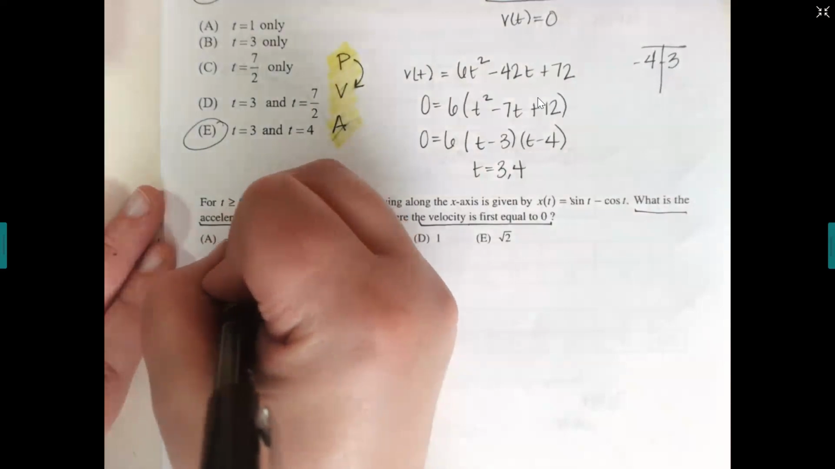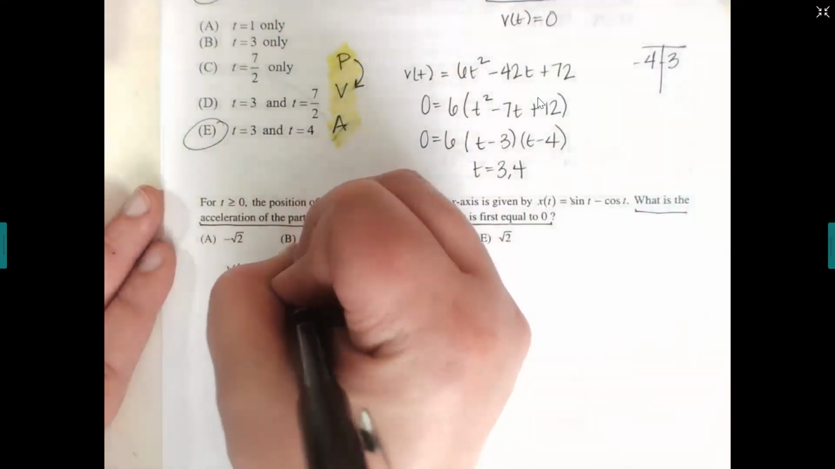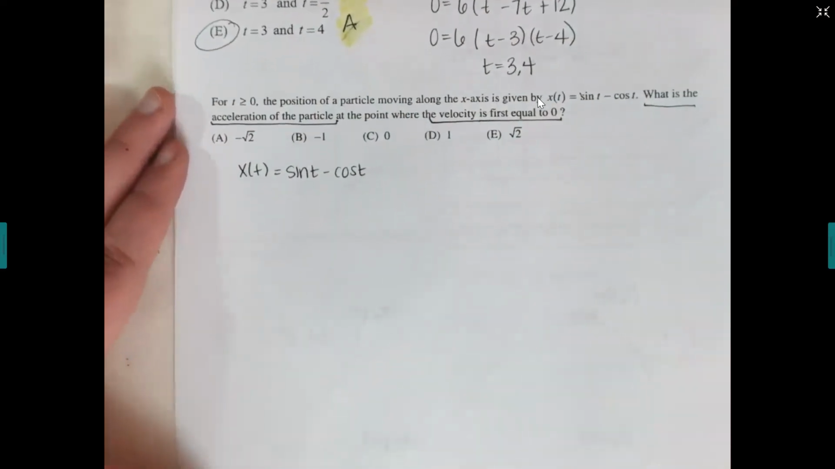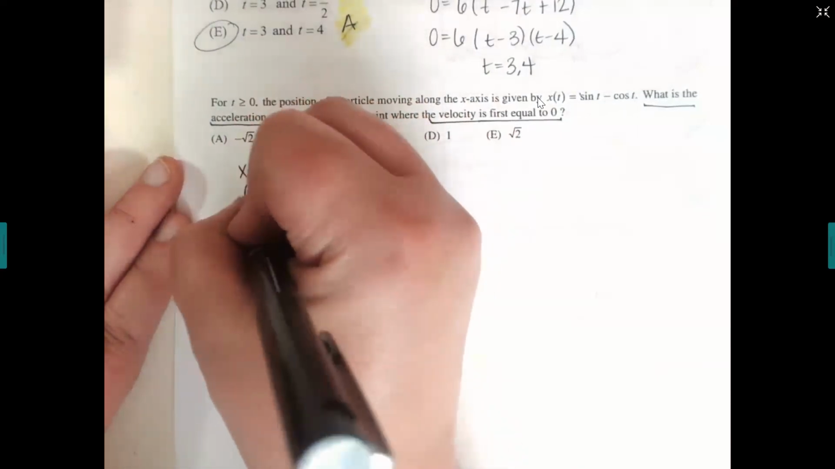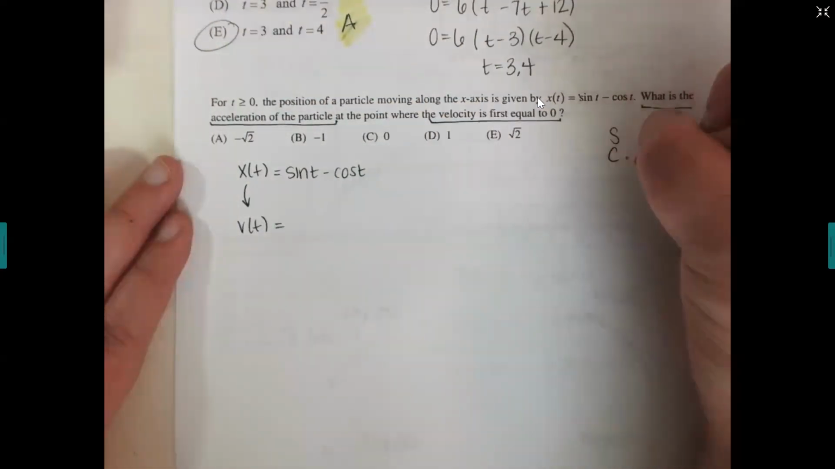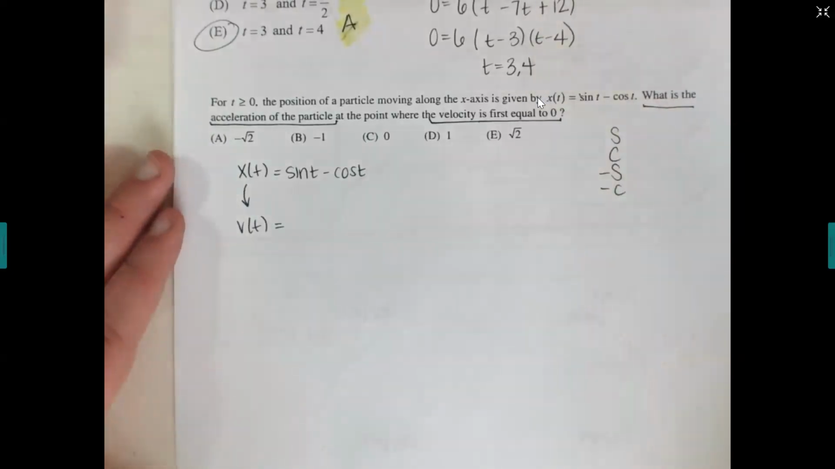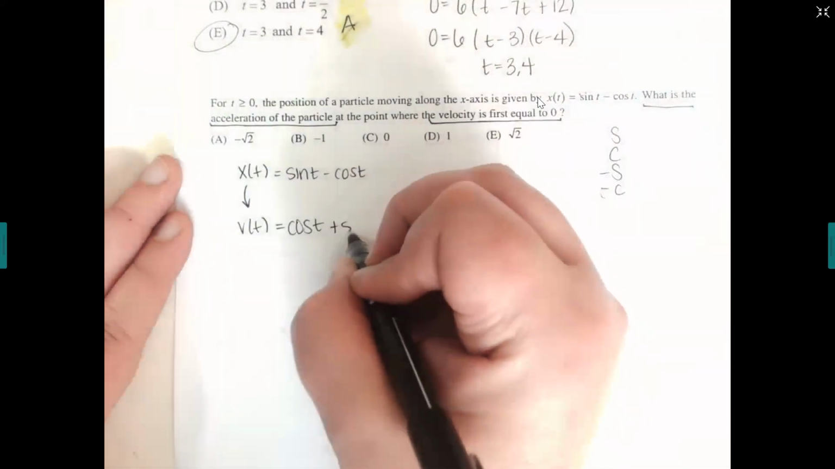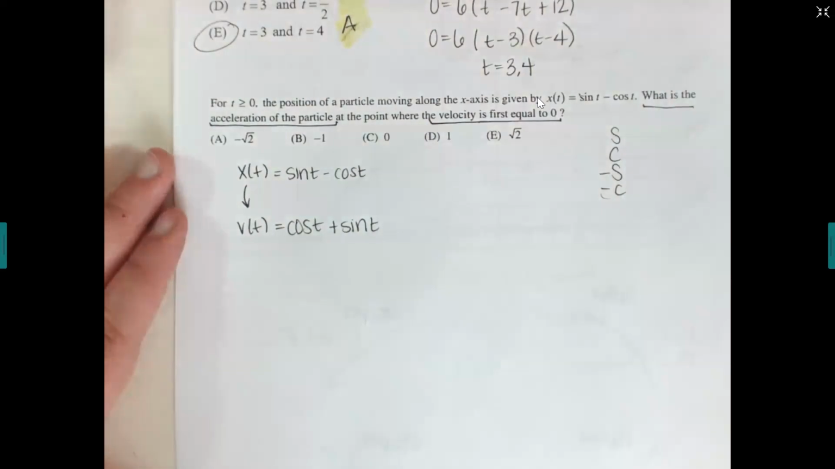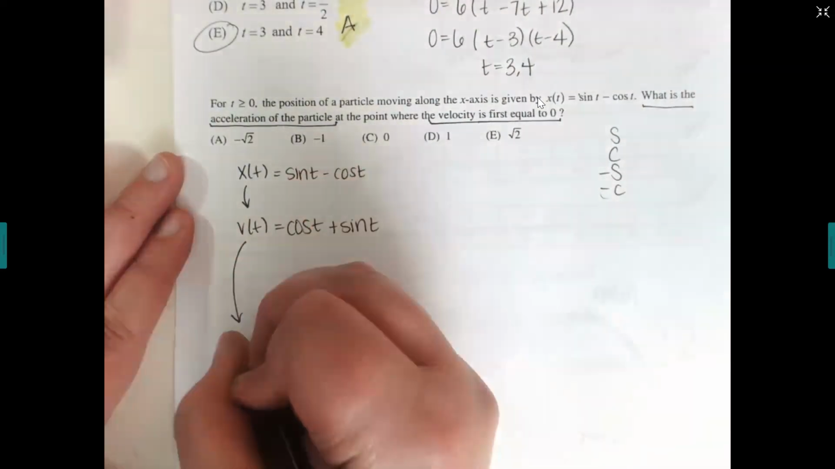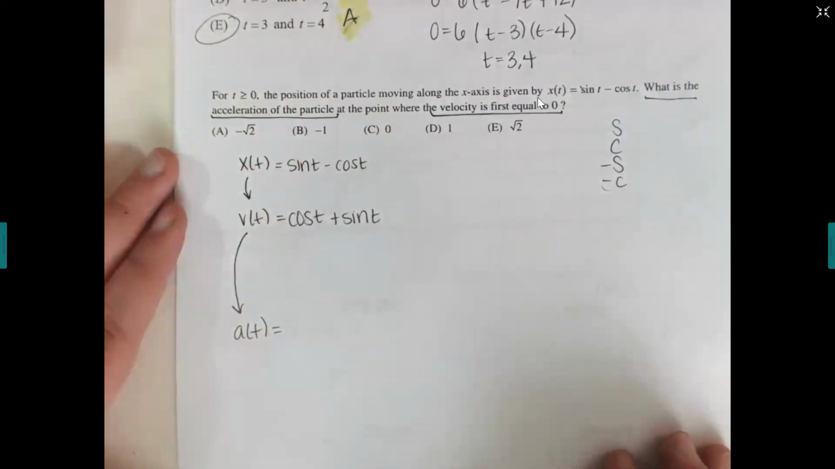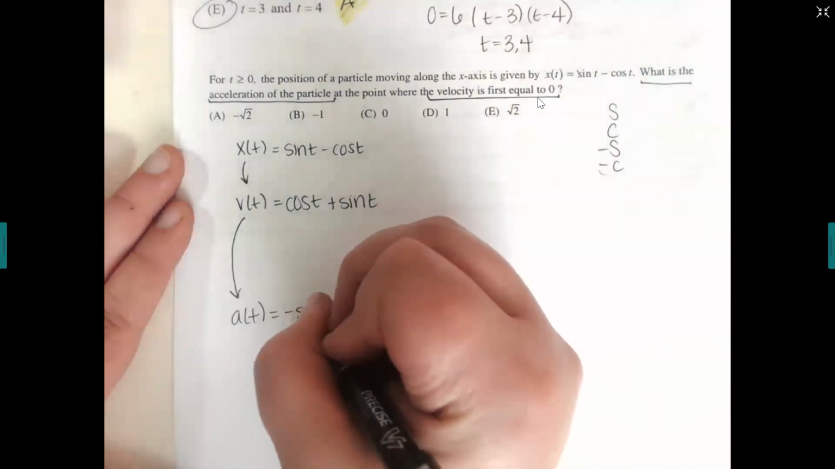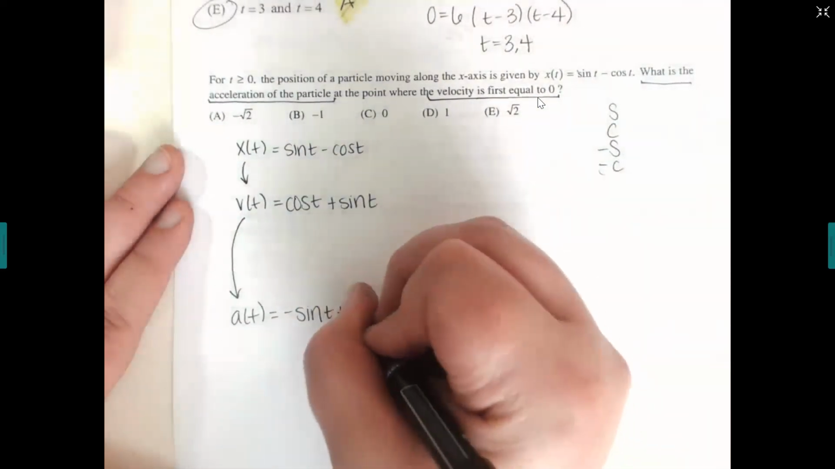If x of t is sine t minus cosine t, then what would velocity be? Remember your snow cone. Sine would go to positive cosine, and negative cosine would go to plus sine. Are we all good to there? Then let's take one more derivative for acceleration. What's the derivative of cosine? Negative sine t. And then sine would go to a plus cosine t.